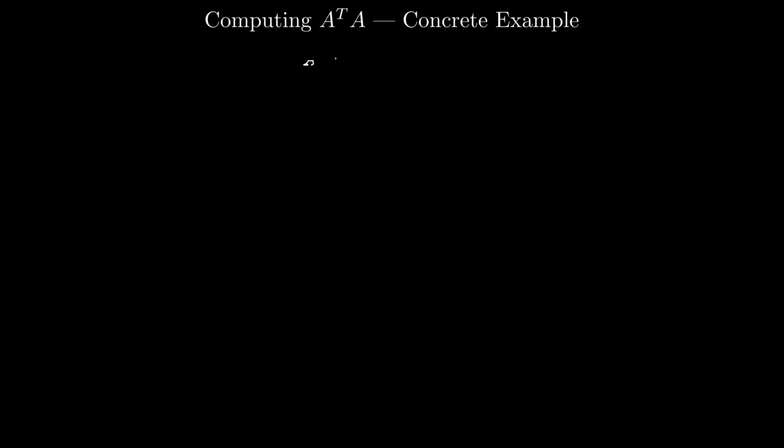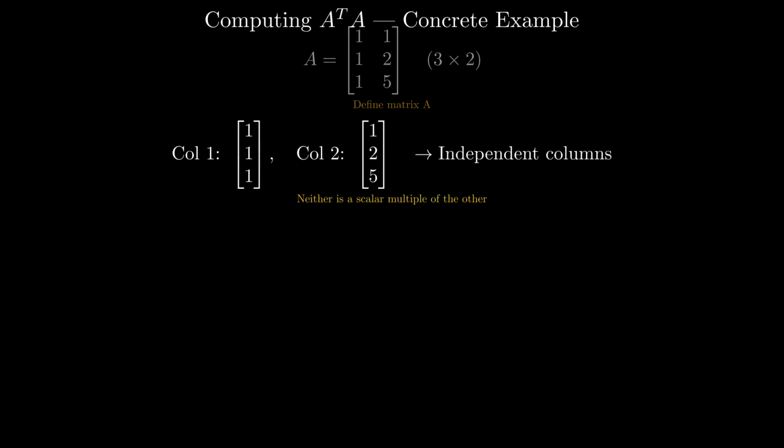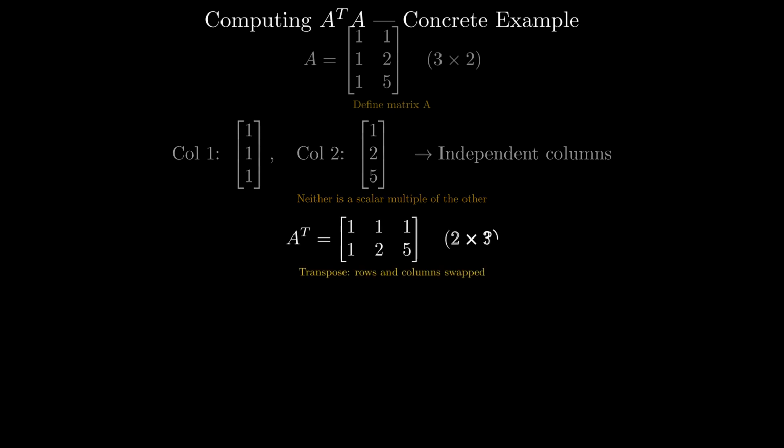Let's compute with a concrete example. Take A as the 3x2 matrix with rows 1, 1, then 1, 2, then 1, 5. The first column is 1, 1, 1, and the second column is 1, 2, 5. These columns are linearly independent because neither is a scalar multiple of the other. A transpose is the 2x3 matrix with rows 1, 1, 1, and 1, 2, 5.